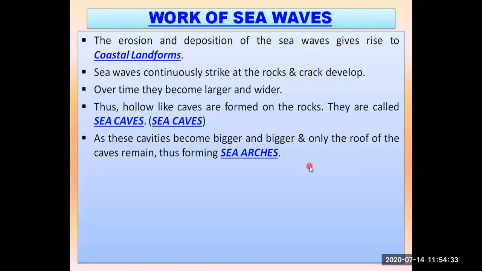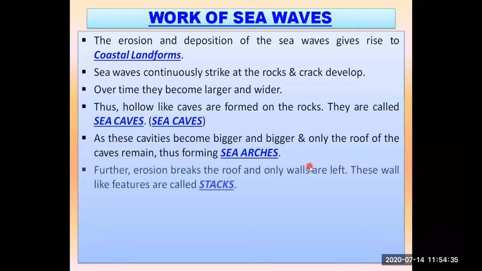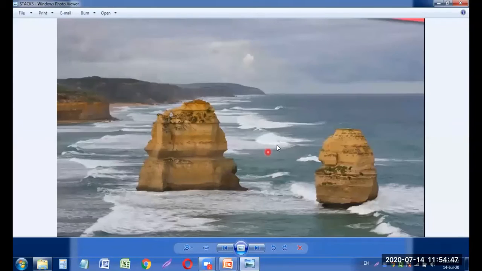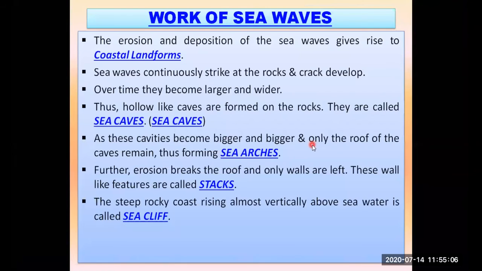Remember this. Now, when the roof is also broken, or you can say eroded, when the erosion breaks the roof and only walls are left, they are known as stacks. Let me show you that stack also, my dear students. You can see these are known as stacks when there is no roof on top of the sea arch. So first a sea cave is formed, and after the sea cave, it becomes a sea arch. And later on, when there is no roof on the sea arch, it becomes stacks. They are known as stacks, my dear students.